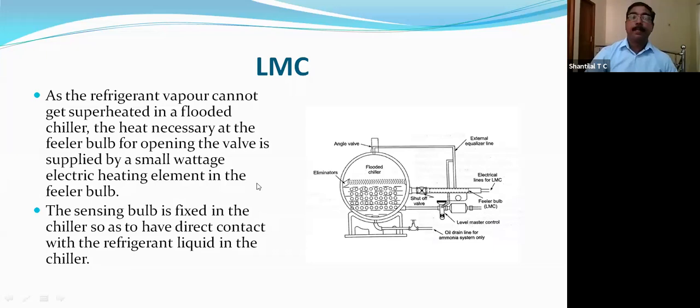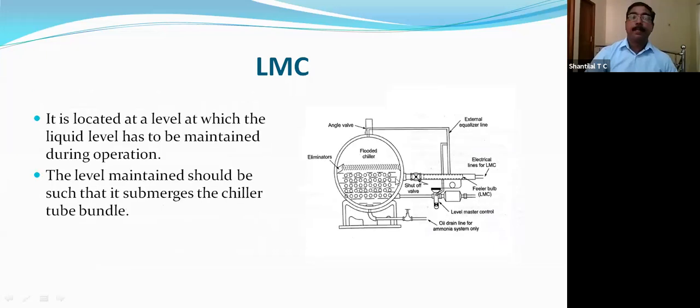So this is the liquid level. This liquid level has a line, and in that line there is liquid refrigerant. The liquid refrigerant reaches the feeler bulb and heater. The level maintained should be such that it submerges the chiller bundle. So this is known as the chiller bundle. Here the level should be maintained.